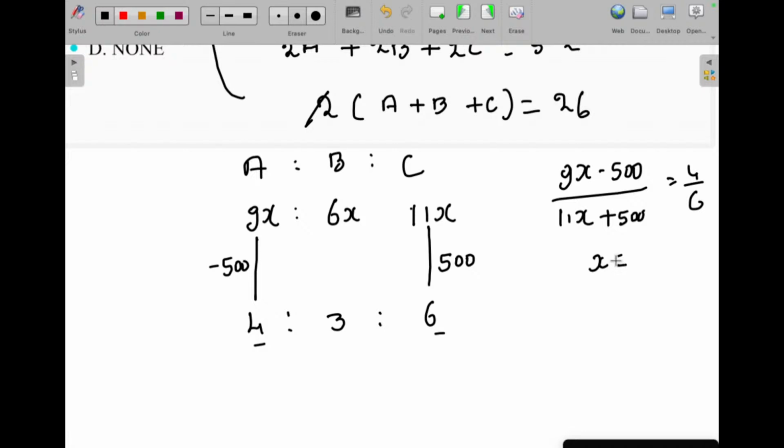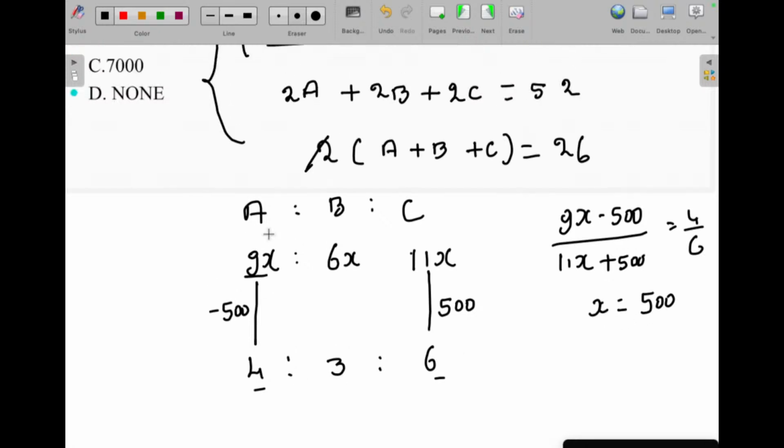One way is this. Yes, how much? x is equal to 500, you will get. If x is equal to 500, this is the basic method, and then method 2 I will explain how to get this value. x is equal to 500.